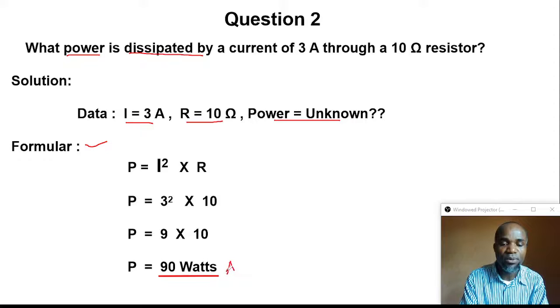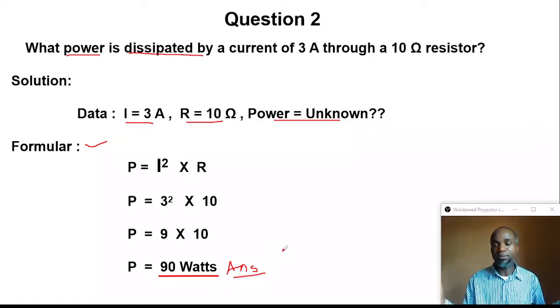This is the answer. We don't need to do more than this. It's very simple. Just apply it, substitute wisely, and you have it.